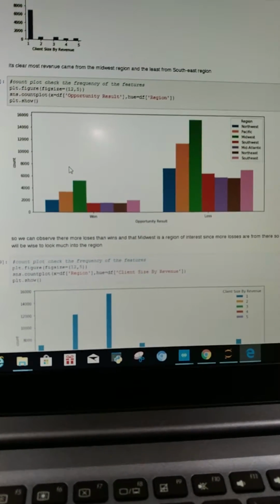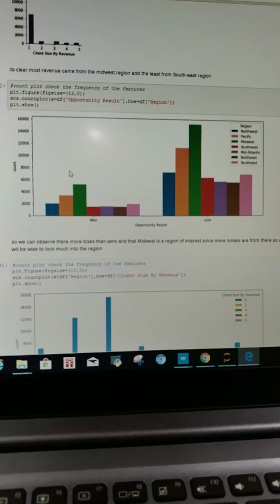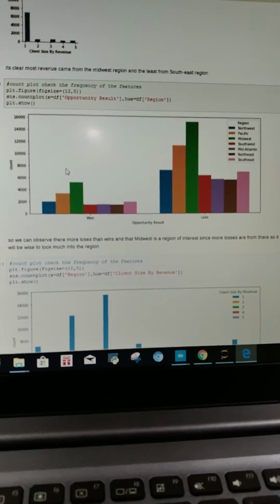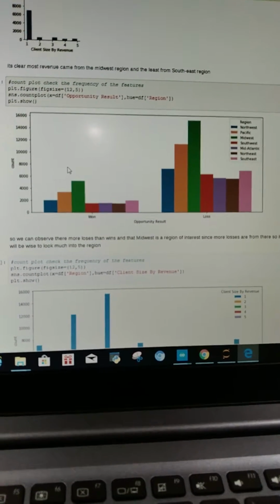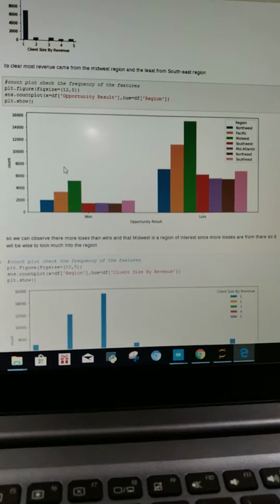And then you can see the green bar with the highest height, which is represented by the northwest. So the same thing we found above is repeating even in the count plot. What you see is that there were more losses, and the highest amount of losses came from the northwest region, followed by the Pacific region, and so forth.